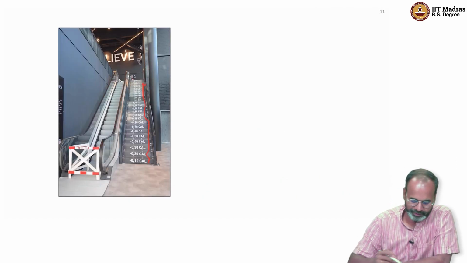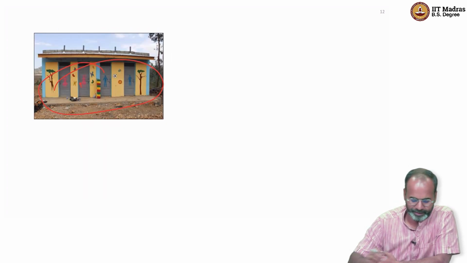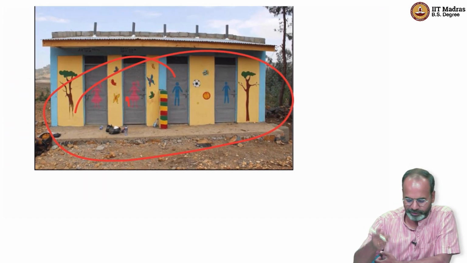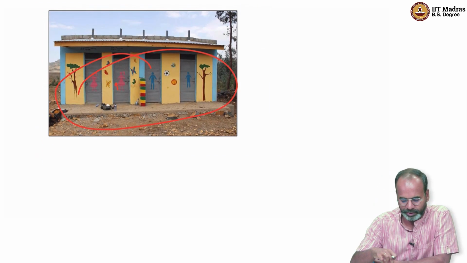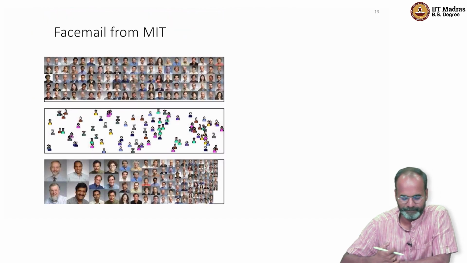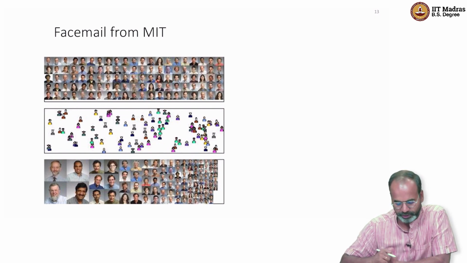So look at this, right? A simple nudge like this one, which says the amount of calories burnt as you take the steps. And a nudge here in terms of who uses which of the restrooms and all that, right? This can be very, very useful to change user behavior.